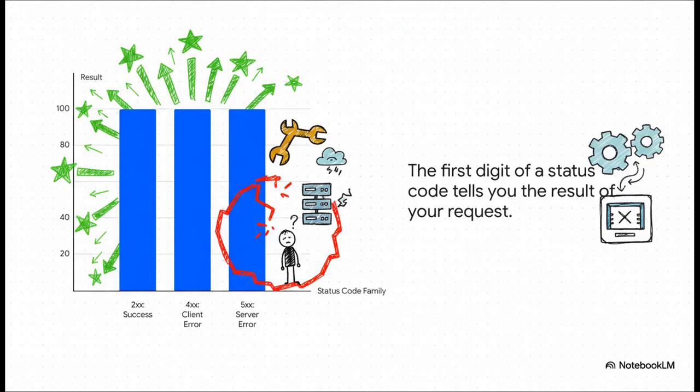Now, you don't have to memorize hundreds of these codes. You just need to know the basics, which are all about the first digit. If the code starts with a 2, like 200, that's a success. Everything's good. If it starts with a 4, that's a client error. That means something was wrong with your request. Basically, it's your fault. And if it starts with a 5, that's a server error. The problem is on their end, so it's their fault. It's a really simple way to know who to blame.